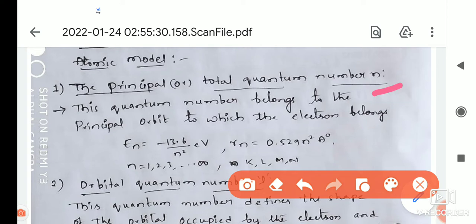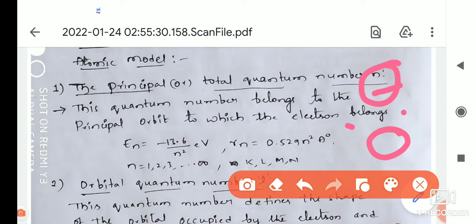This principal quantum number n belongs to the principal orbit to which the electron belongs, and it shows the size of the orbit. The principal quantum number mainly represents the size of the orbit. Whatever quantum numbers we are discussing here will help us learn the atomic structure of the atom. Here the principal quantum number is used to represent mainly the size of the atom.